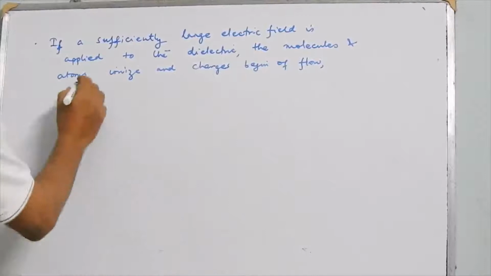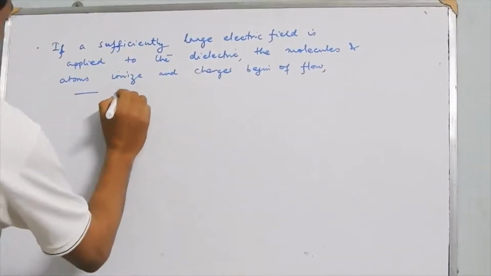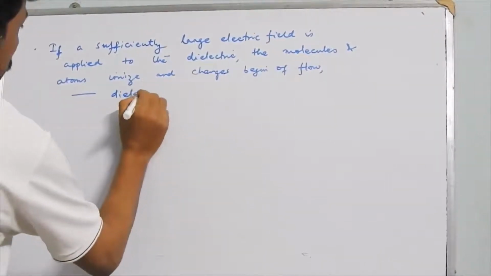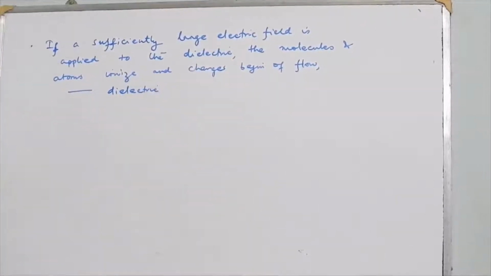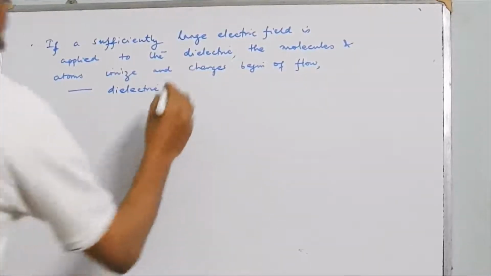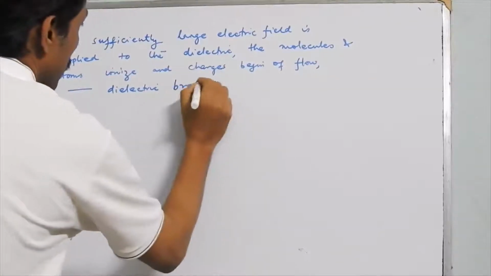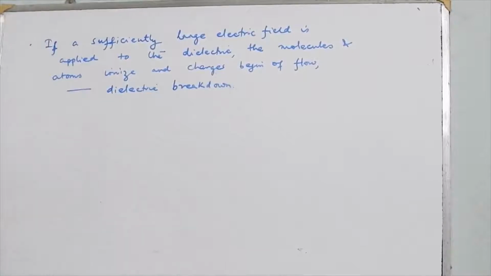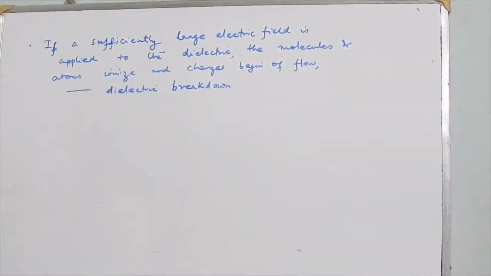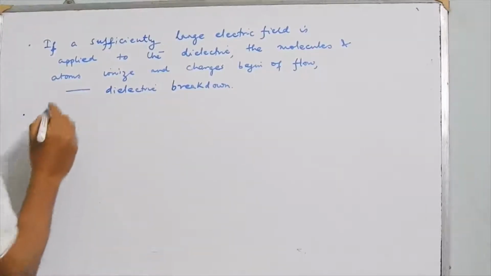So this is called dielectric breakdown. Now the dielectric is no more showing the properties of a dielectric. It is now behaving like a conducting material. So it is called dielectric breakdown. And therefore the maximum value of this electric field for which the dielectric breakdown does not occur will be called the dielectric strength.